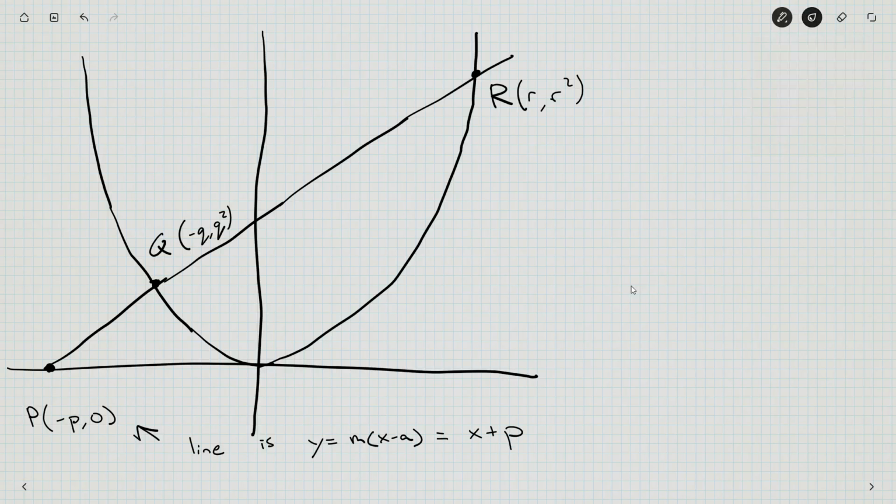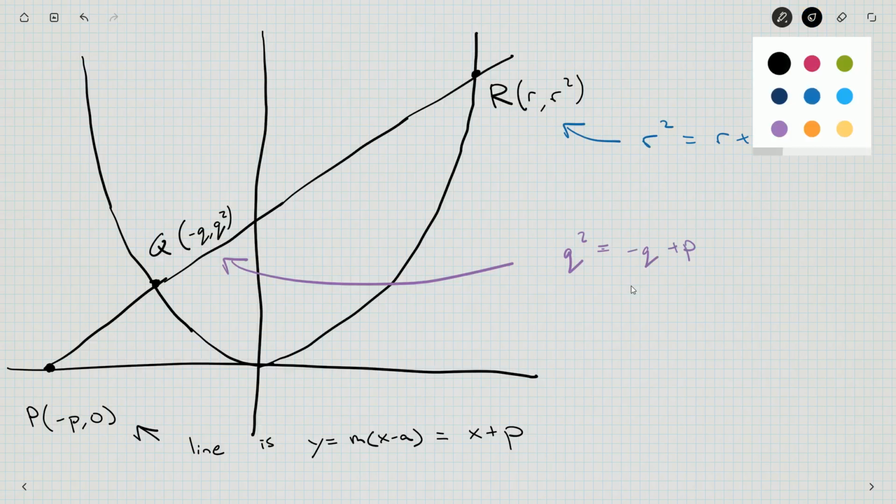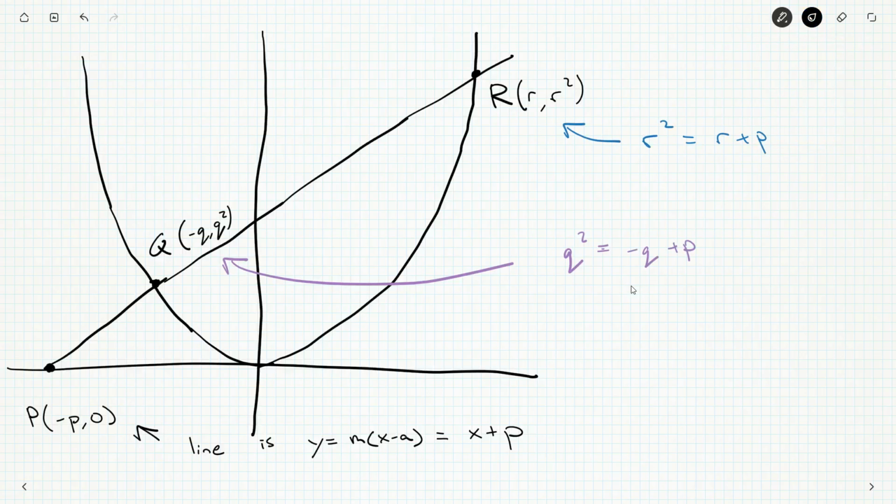So what can we say? Well, we can say a bunch of things. Q. How do we get Q? Well, Q has an x-coordinate of negative q, but it's on the line, so the y-coordinate, q squared, is equal to negative q plus p. All right, what about up here for R? r squared is equal to r plus p. Okay. So some helpful information there.